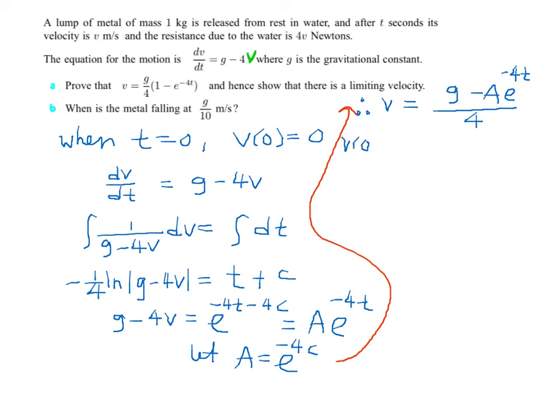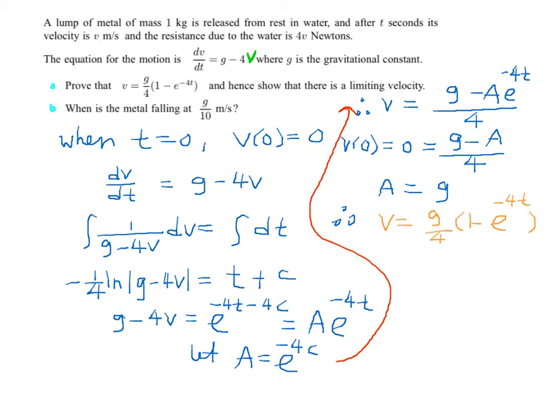The v is 0 when t is 0. You see A here, this is 4, and finally you get A equivalent to g. Replacing A with g, you have shown that this is indeed true. And then we need to use this model, the answer that we obtained, to find out more.